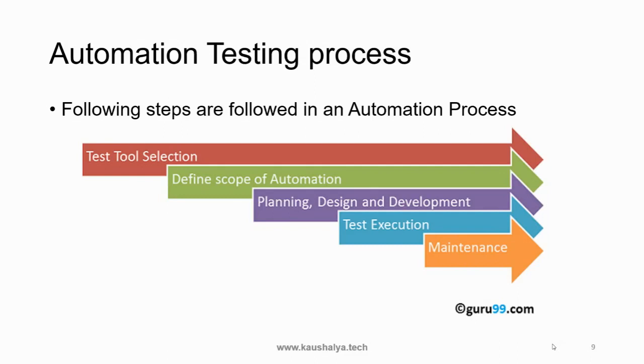And once we are done, we have to define the scope of automation. Initially you may start with automating a few of the test scenarios. You have to clearly say what things we have to go for test automation, what the clear scope is. Then we have to plan: plan for the execution, and then design and development, like the way we do it for application development, the same way we have to do it for testing.